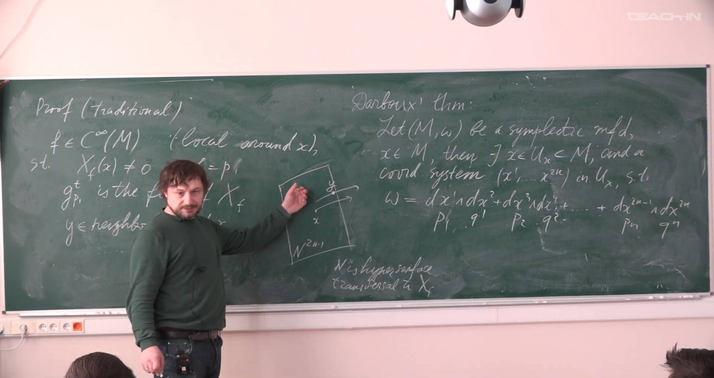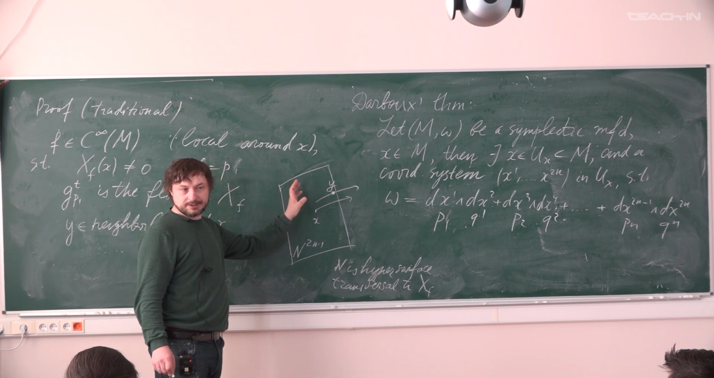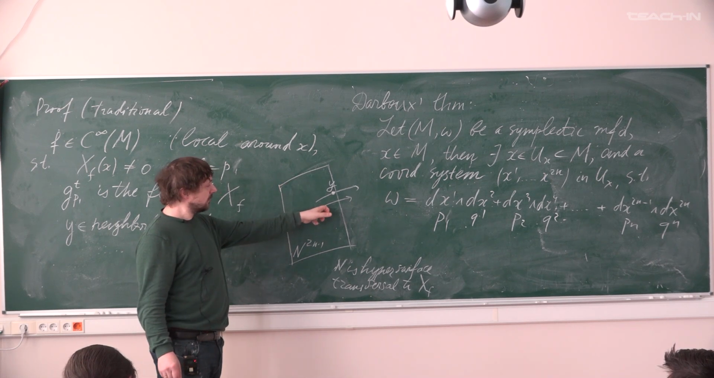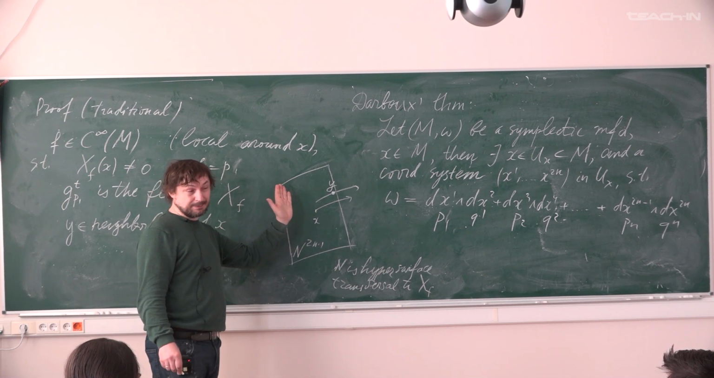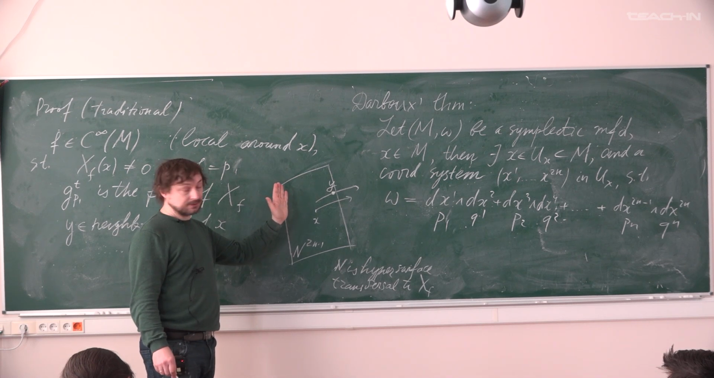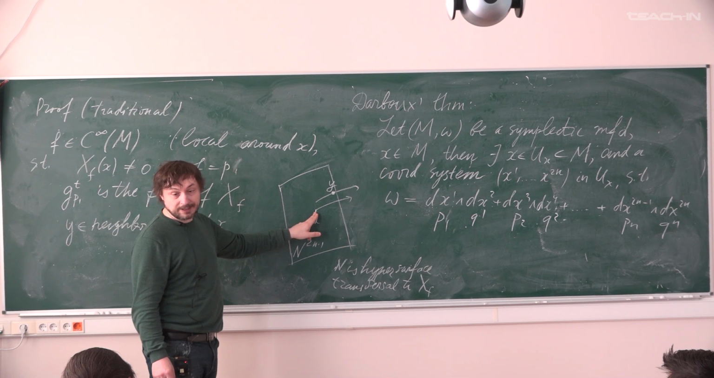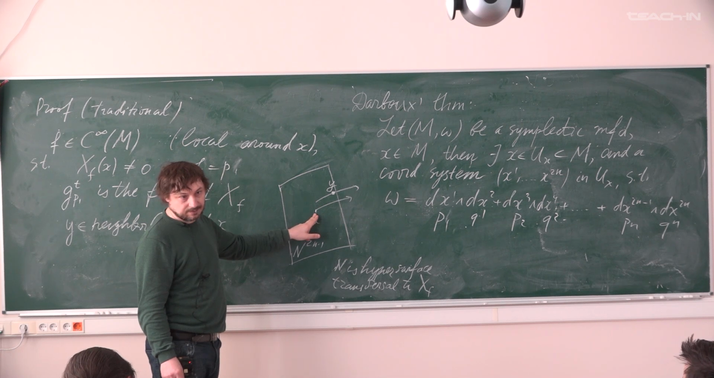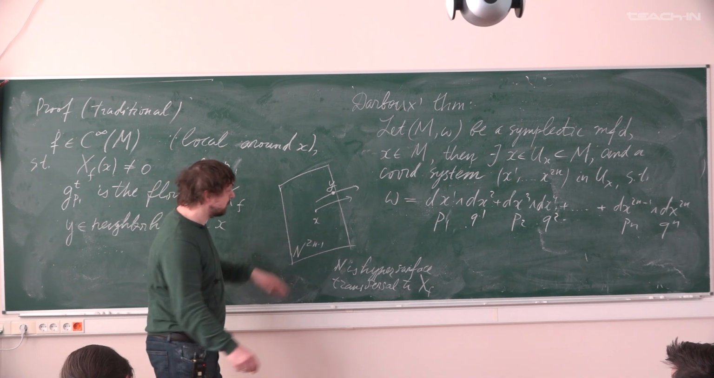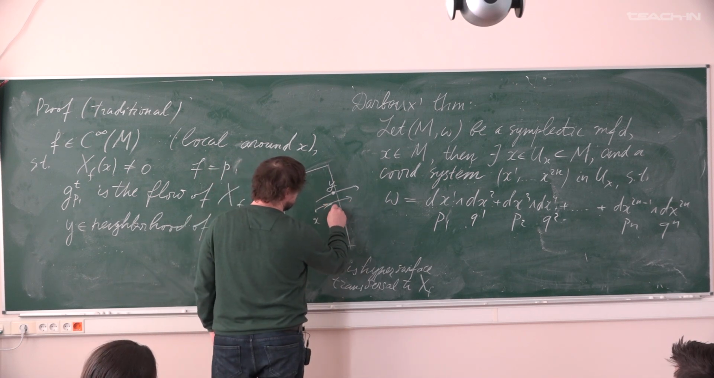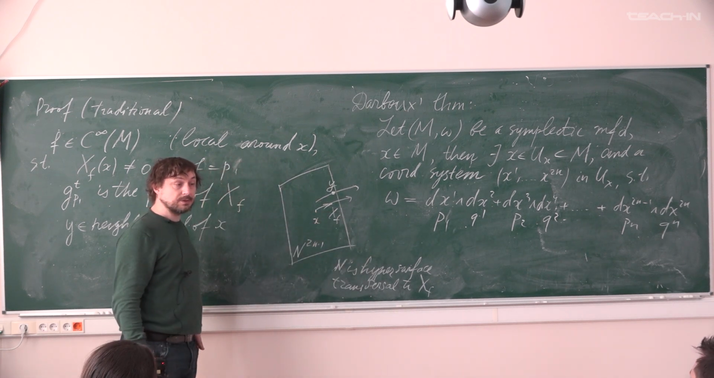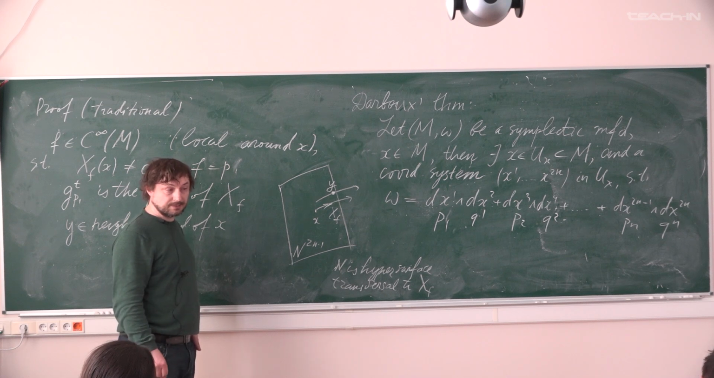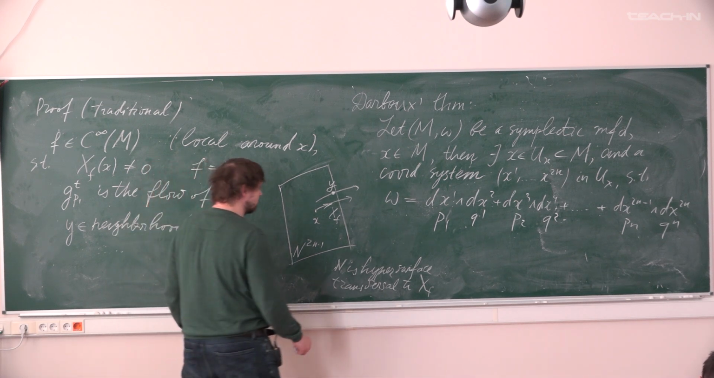So how do you construct this surface? You just choose some coordinates in the neighborhood of this point. I choose this vector field, and you can just take the hyperplane, in the usual Euclidean sense, transversal or perpendicular to the vector field at the point x. So simply it means that this plane plus this vector field X_f will give you the whole space, right? So locally you can do this.